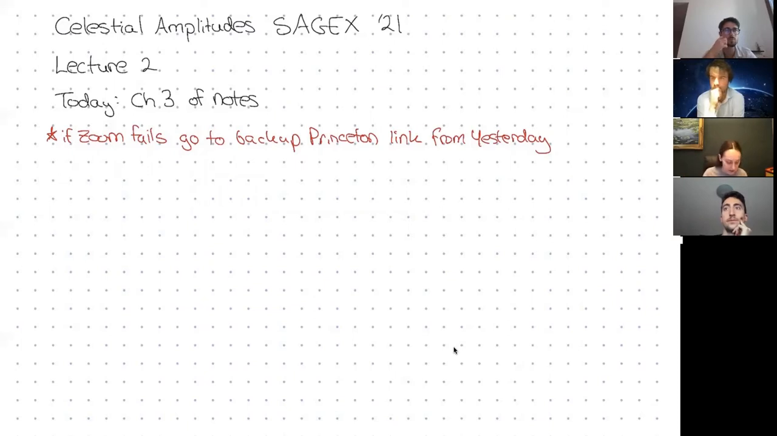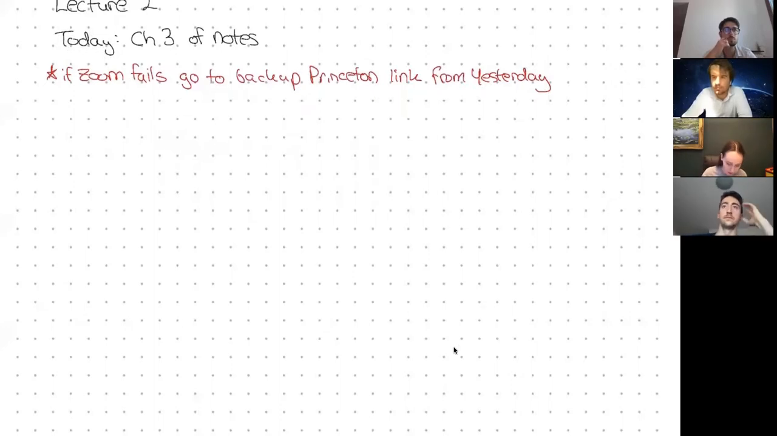Okay, so today's plan is to start from chapter 3.2. We already covered 3.1, but I'm going to start by reviewing just the highlights of where we left off last time. So where were we at?